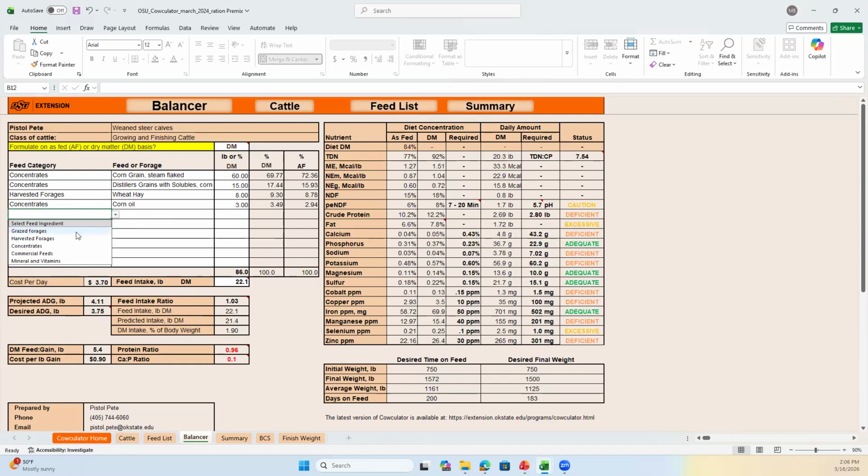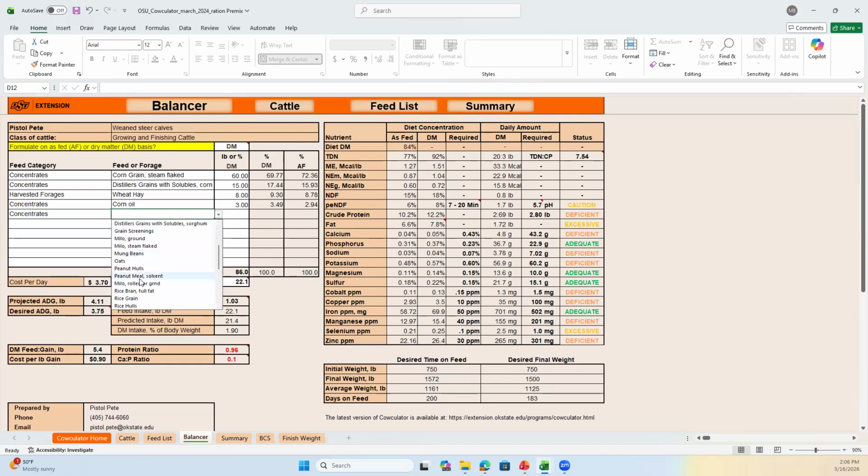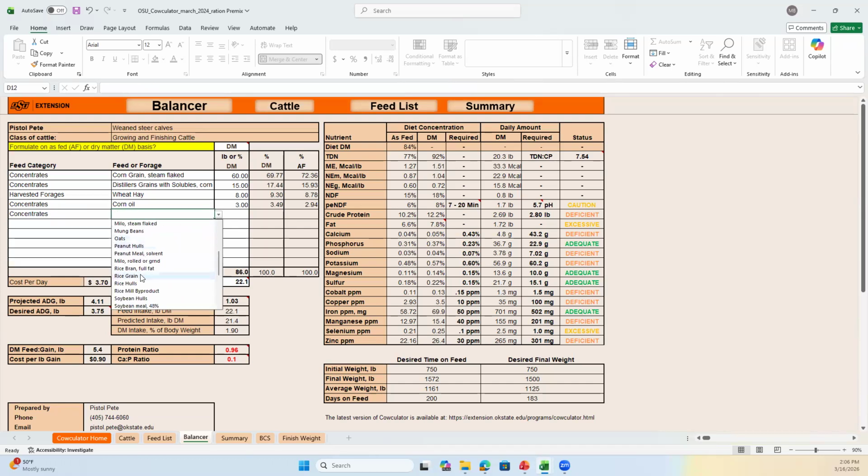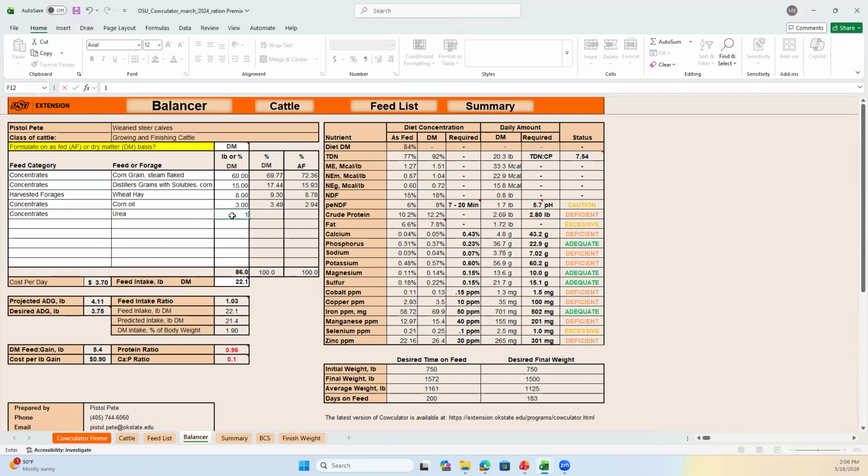Next, let's go urea. Nope. I think I put it under commercial feeds. It's in concentrate. It is. There it is. Let's just do 1%.